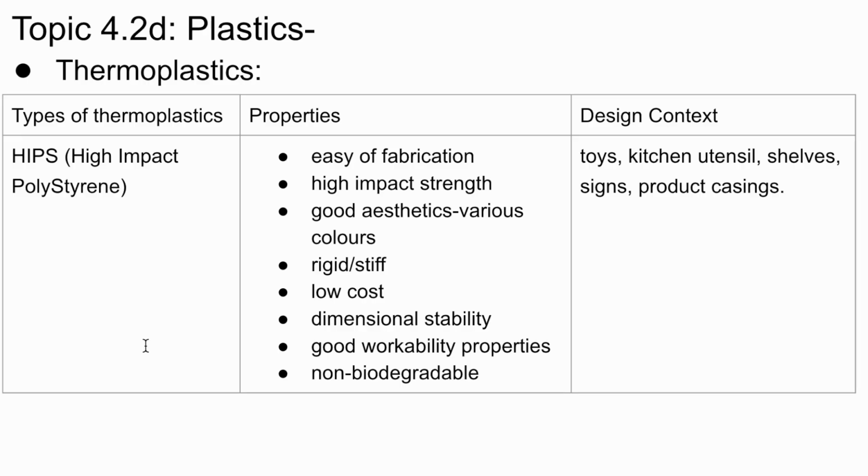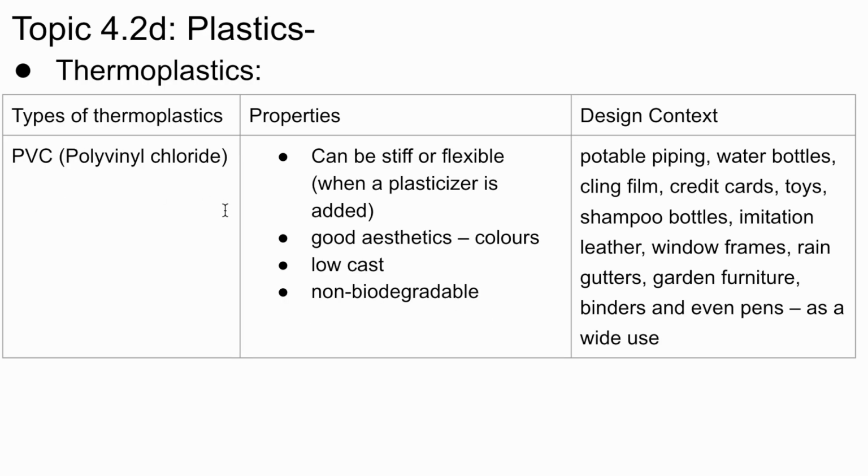HIPS, or high impact polystyrene. It's easy fabrication, high impact strength, good aesthetics. It comes in various colors. It's rigid and stiff. It's low cost, dimensionally stable, good workability, and not biodegradable. So toys and kitchen utensils, shelves, signs, product casings, things like that are made out of high impact polystyrene.